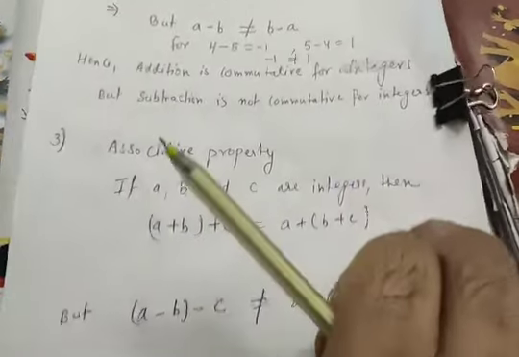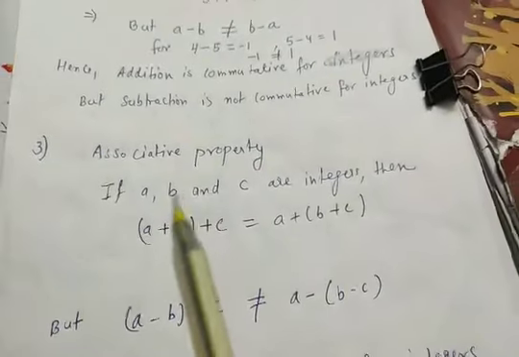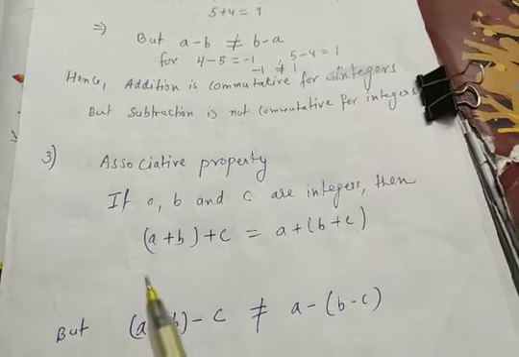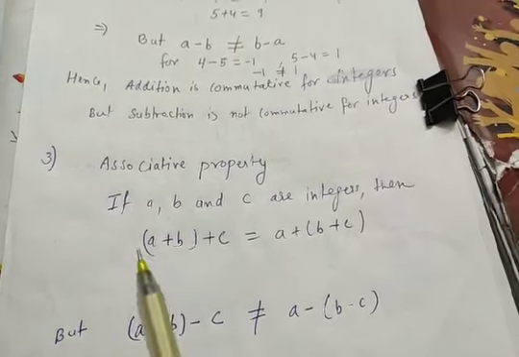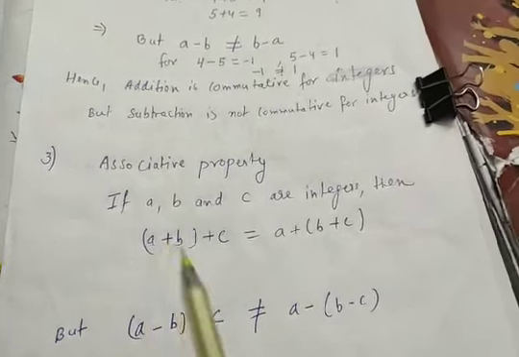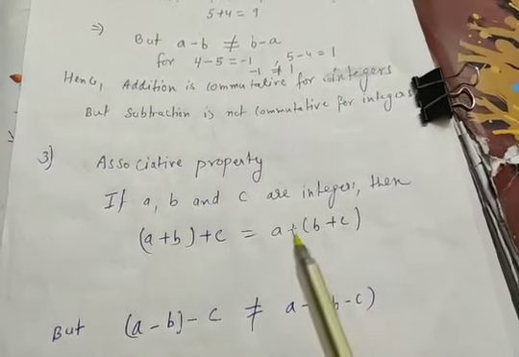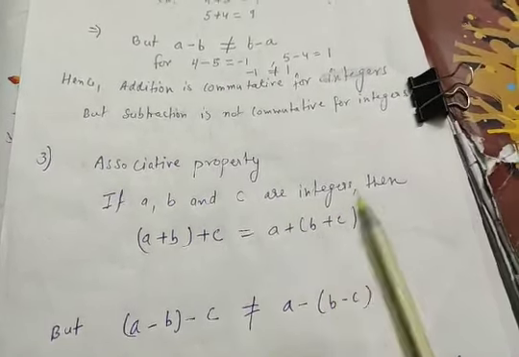Clear? The next one is the associative property. For the associative property, I have to take three integers. A, B and C are integers. Then I have to check that A plus B, I can add A plus B first, then I can add C to the sum later on. Or I can do A plus B plus C, meaning I can add B plus C first. What will I get? I will get the same sum.